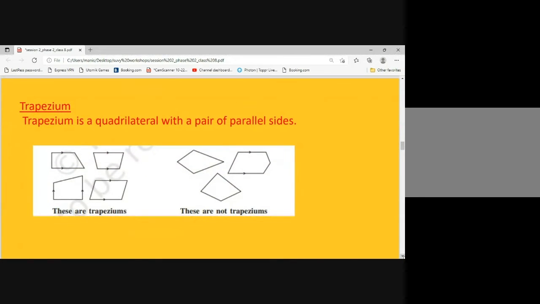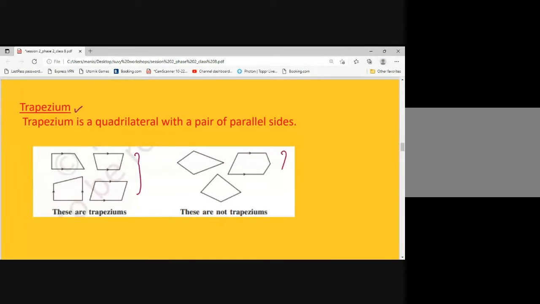See the next one. As we were talking about the different polygons, firstly, quadrilateral, a type of polygon, is trapezium. So what is a trapezium? Trapezium is a quadrilateral with a pair of parallel sides. See, in these four figures, every figure is having one pair of parallel sides. Arrows are representing that thing. So these are trapezium.